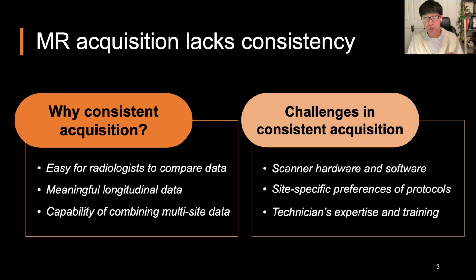But there are several challenges in consistent MR acquisition, such as the scanner hardware and software differences across different sites. And also some sites have their specific preferences of protocols, and also technicians' expertise and training is going to affect consistent MR acquisition.